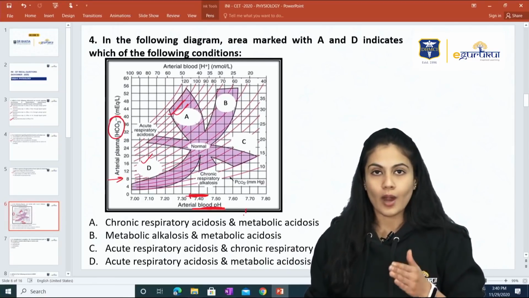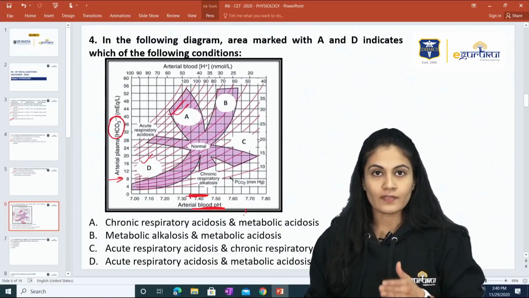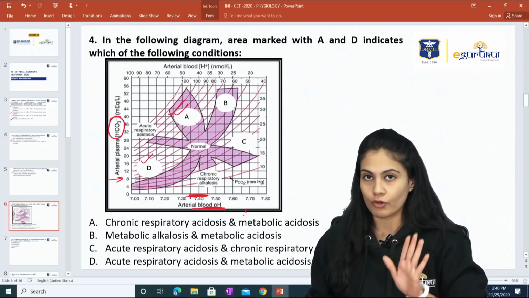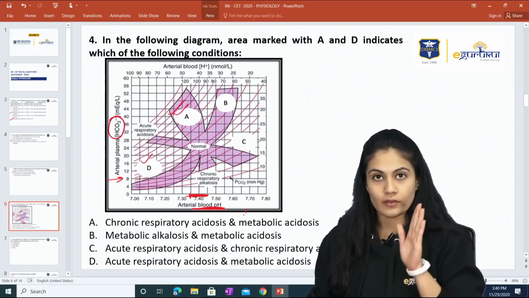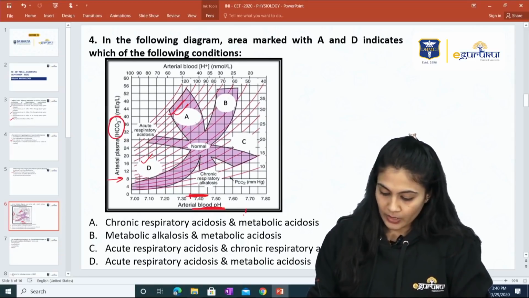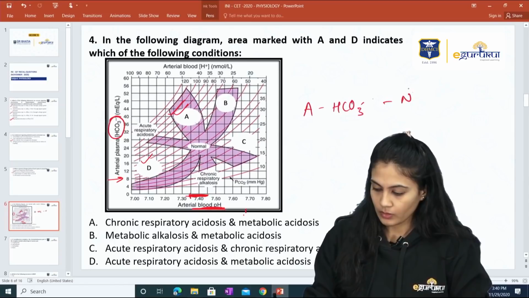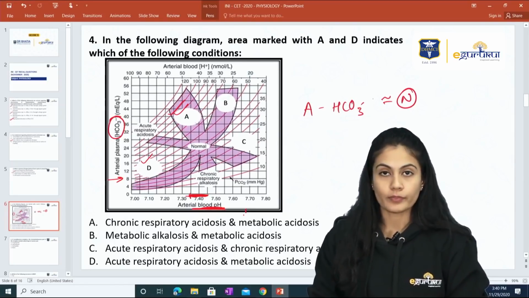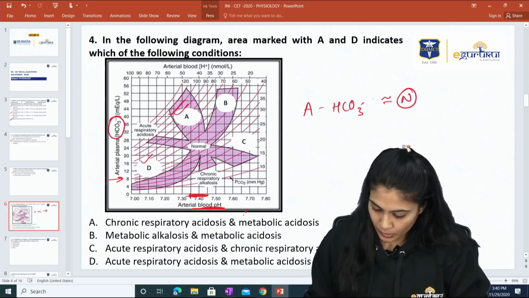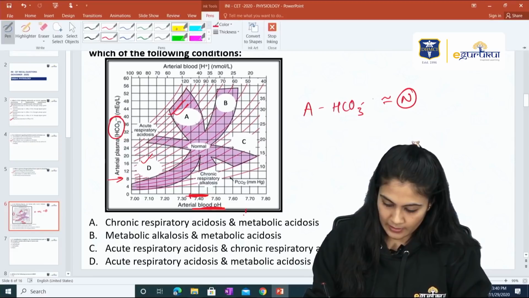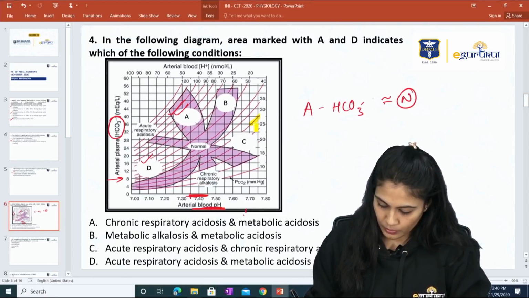Acute or chronic, how to know that? If it is acute, there is no time for compensation, remember that, right? If it is chronic, there is time for compensation. So let's see why it is respiratory, first thing first. Now, in the A, the bicarb levels are approximately normal, right? But look at the PCO2. These red lines are showing the PCO2 values, right?